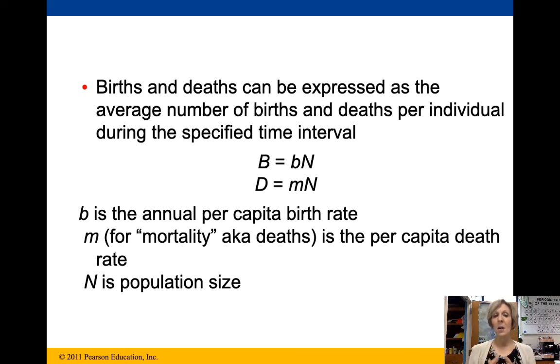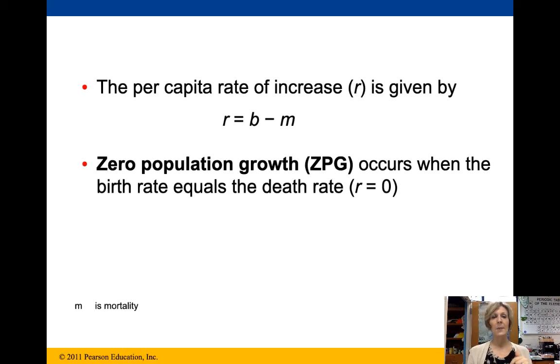Births and deaths can also be expressed as the average number of births and deaths per individual during a specific time. For example, births could be the birth rate times the population size, and deaths could be the little m, remember that's mortality rate, or the death rate, times the population size. So those are other ways that you can get at the births and the deaths for a population. The rate of the population growth is little r, and that is equal to the birth rate minus the death rate, or the mortality rate.